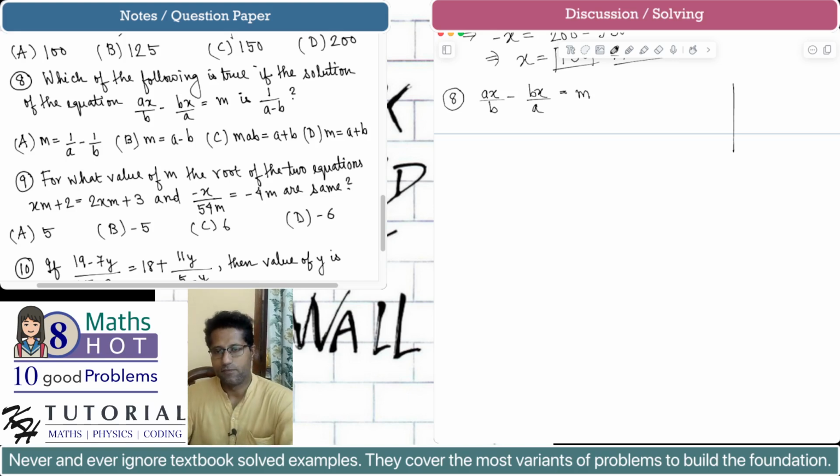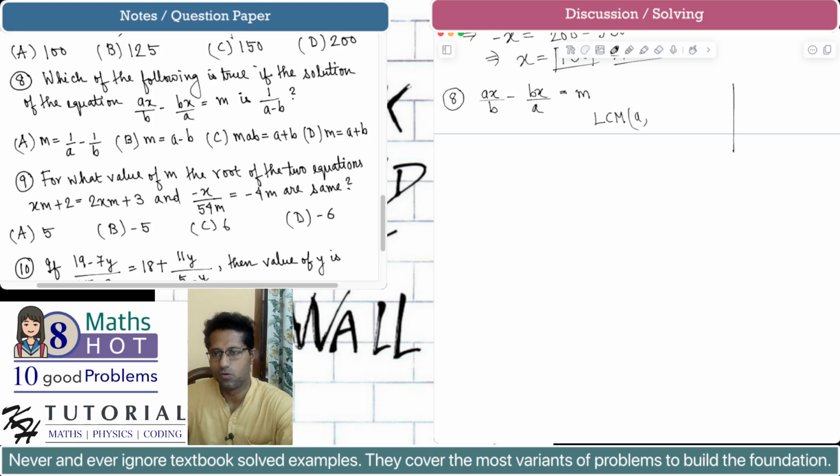So as I have discussed, if you have an equation with rational terms where at least one rational term has the variable x, then you find the LCM of the denominators of all the rational terms and multiply both sides of the equation by the LCM. In this case, since we have two rational terms, aX by b and minus bX by a, we have to find the LCM of a and b.